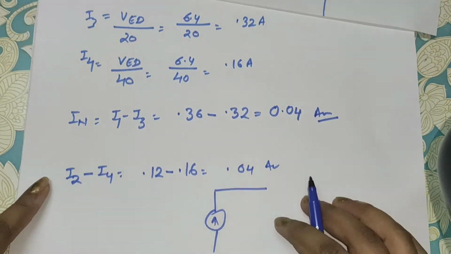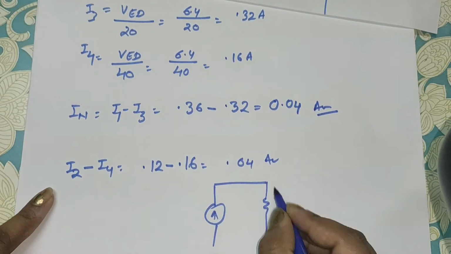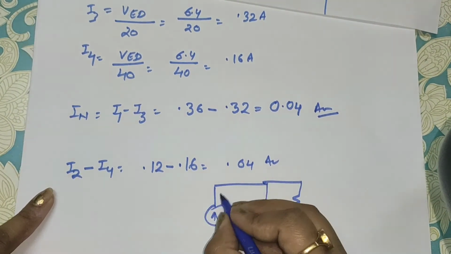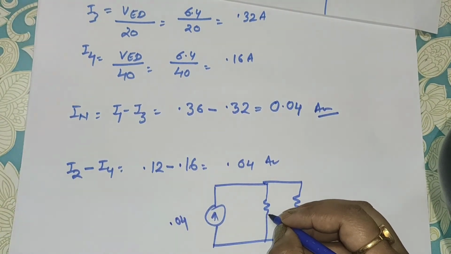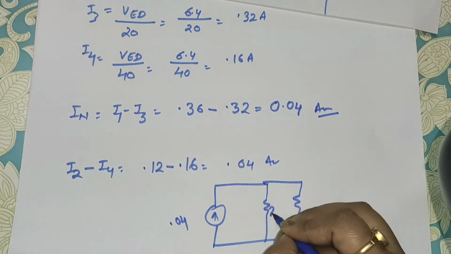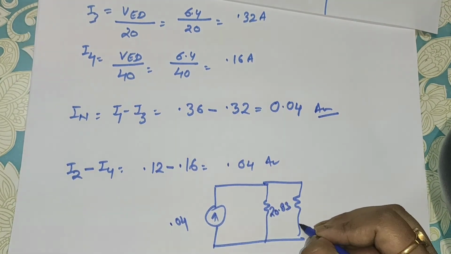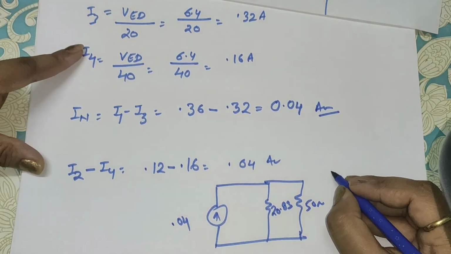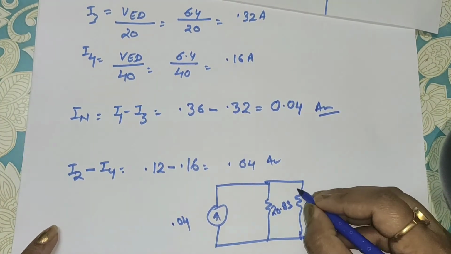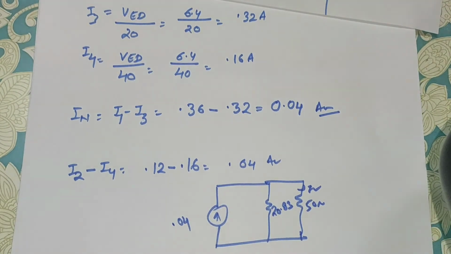Norton equivalent circuit can be like this. IN, RN, and RL. IN is 0.04. RN you got, that is 20.83, and RL was your 50 ohm. So if you calculate this, you will find the IL. So this is your Norton equivalent circuit.